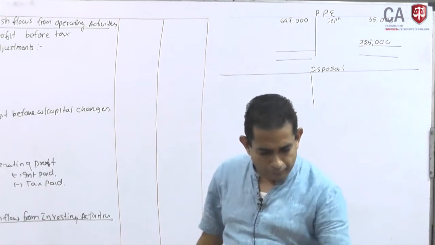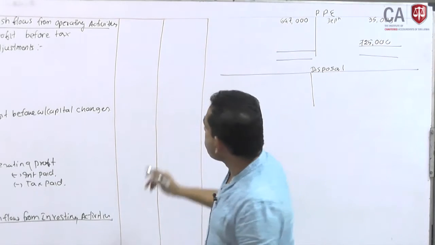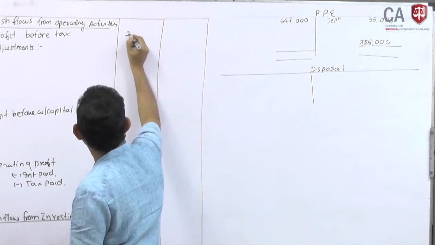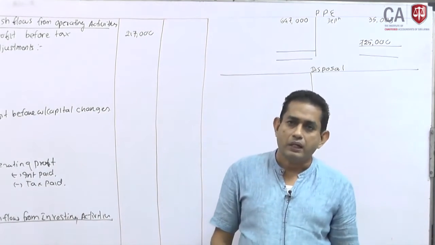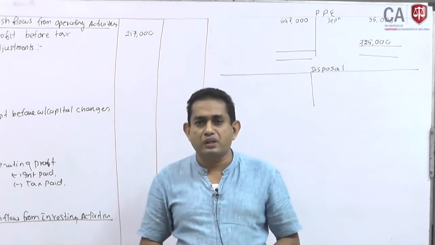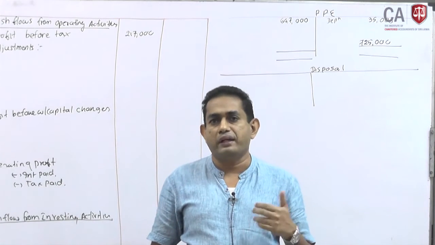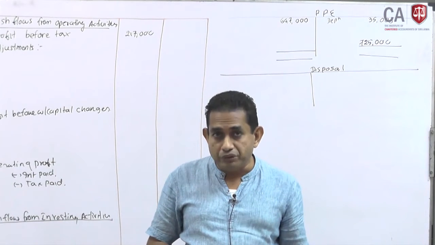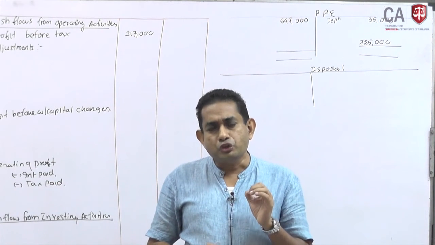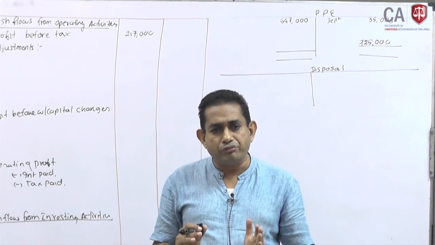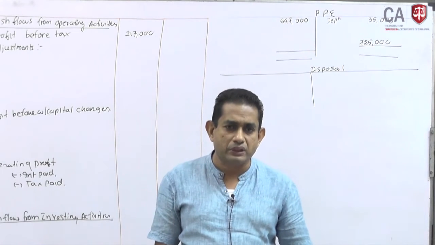So, ladies and gentlemen, let me bring the profit before tax figure here straight, 217,000. This profit figure 217,000 is also after deducting interest, after deducting the operating cost of administration and distribution. Obviously, 217,000 profit for the current year would have been calculated after deducting the depreciation of how much? 35,000.